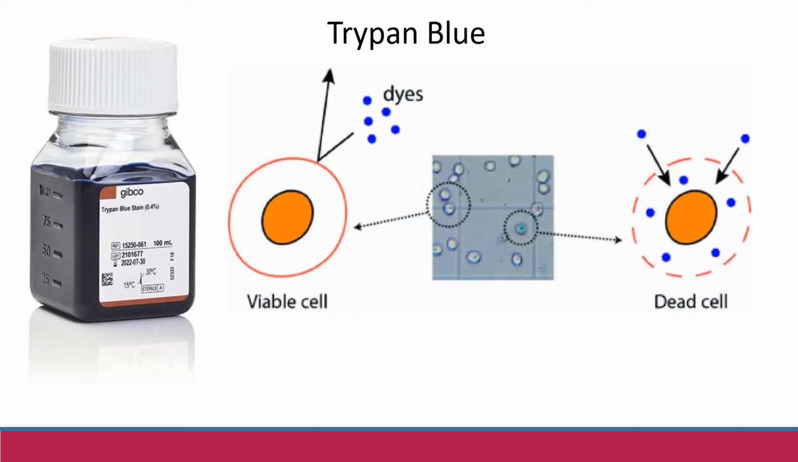Trypan blue is used when counting cells to indicate the ratio of live to dead cells. The stain turns dead cells blue, but healthy cells with an intact membrane will remain white or colorless.